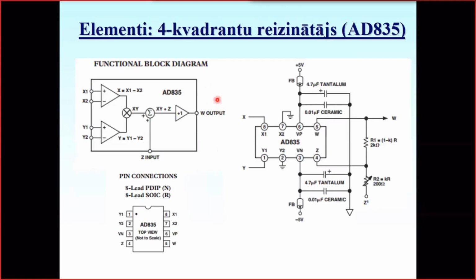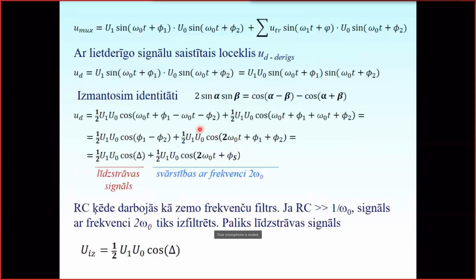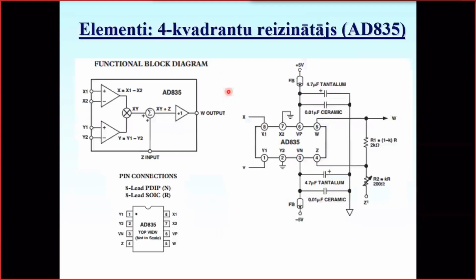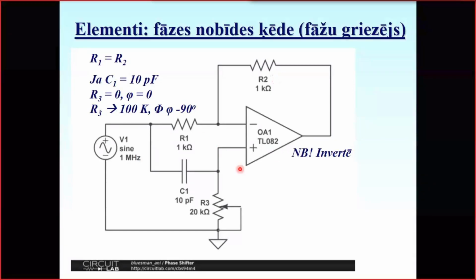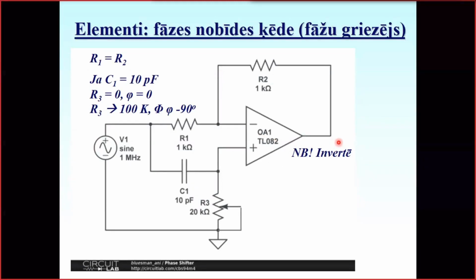Another element is a phase rotation, a phase shifter. Here is an example of a phase shifter inverting circuit. It inverts, negates the signal, so if you want a non-inverting version, we have to add an inverter afterward. If we apply, for instance, a sine of 1 megahertz to this particular circuitry, we may regulate the phase of the output with the position of the resistor R3. It may turn it from 0 up to -180 degrees.